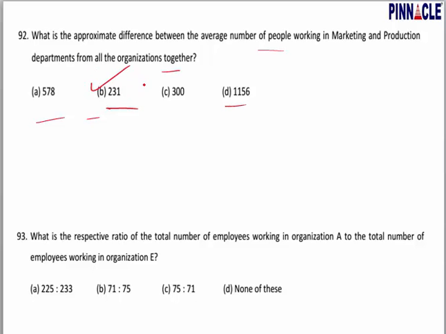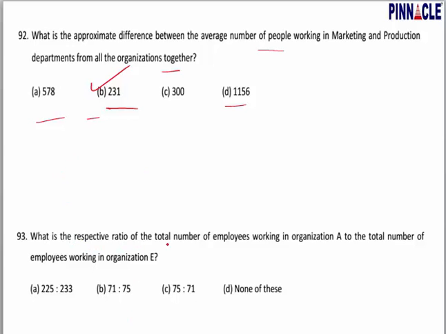There is no need to calculate, in fact, in this question. We have taken 1300 in that, and we have taken around 1540 or 50, you can say. So 231 is the answer. Take the option route or observation route, whichever is more appropriate.